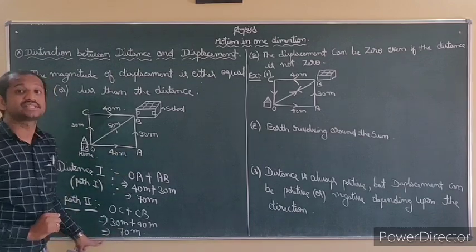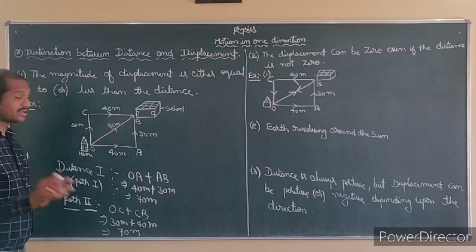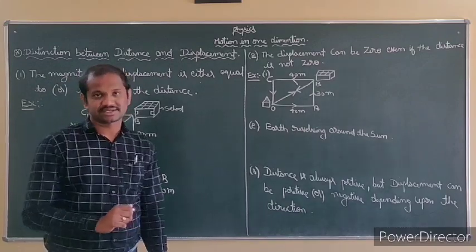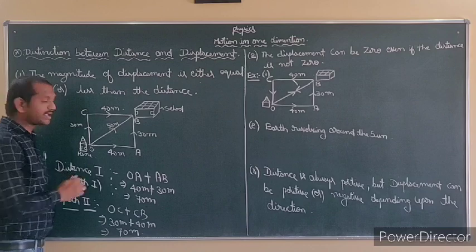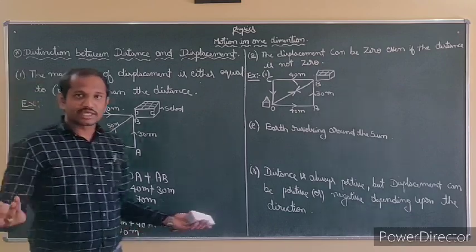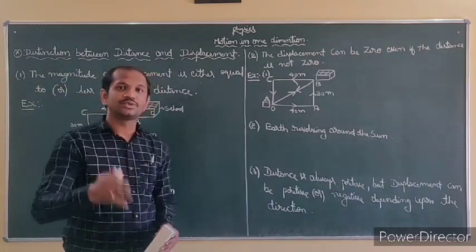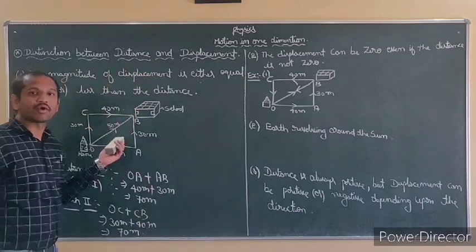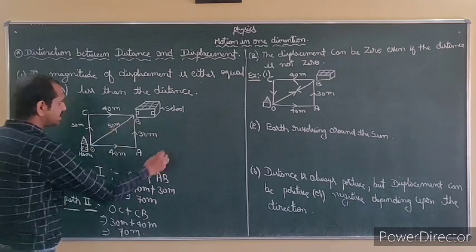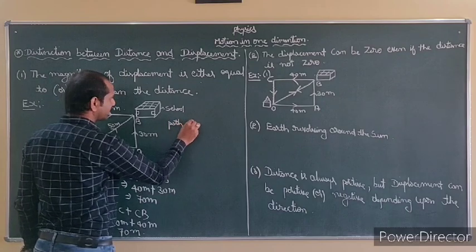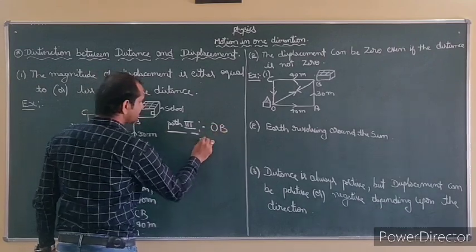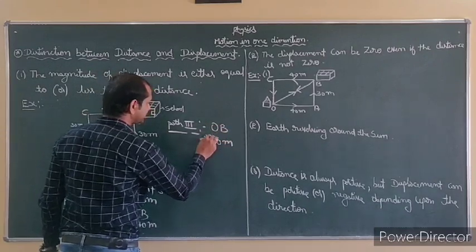One more path I have. Don't think this is the shortest path and it is always a displacement. No, that is wrong. It can even be a distance. Sometimes we move from here to here by walking. Think that you are moving this distance either by car or bike. Sometimes your parents are not there at home, so you need to travel on your own, so you go from home to school by walking. Think that this is some shortcut path. So the distance here is path 3. The third path is just OB. It is 50 meter.